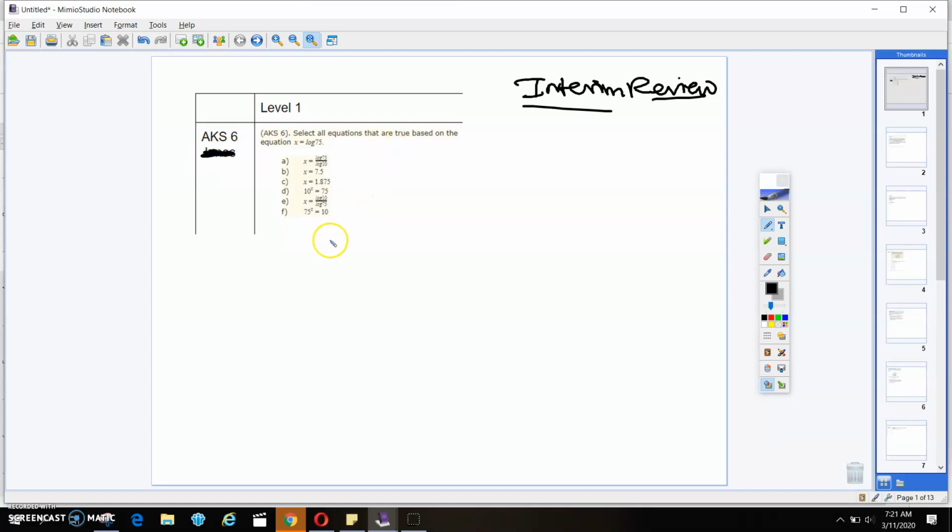So what's going to happen is you're going to take this x equals log of 75, okay? And you're going to put this into exponential form. So you're going to start at your base, which is 10. Okay, so if there's nothing written here, you're going to assume that that's base 10. You're going to start here, go to the outside, finish over here. You got that circle of life. So that's going to give me 10 to the x equals 75, which is answer choice D.